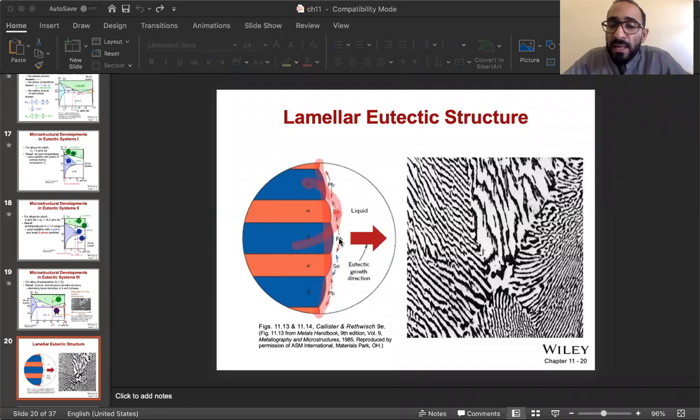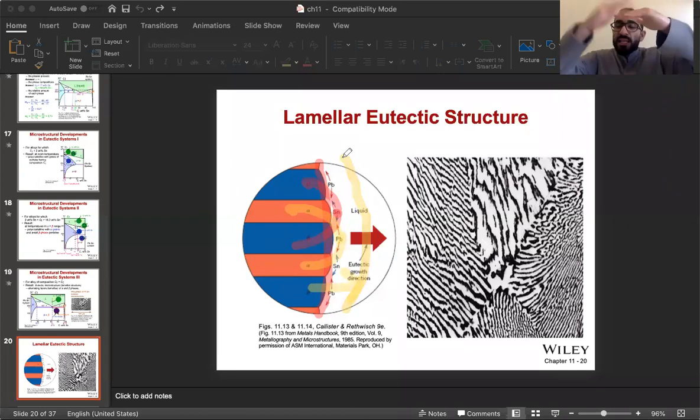Similarly, lead is going to try to diffuse toward the alpha phase, right? Because alpha can accommodate more lead compared with tin. So as this interface moves in this direction, you're going to keep forming this alternating layer of alpha plus beta.